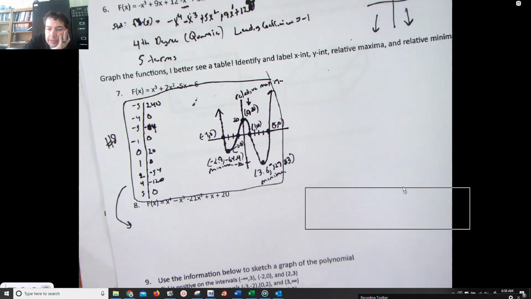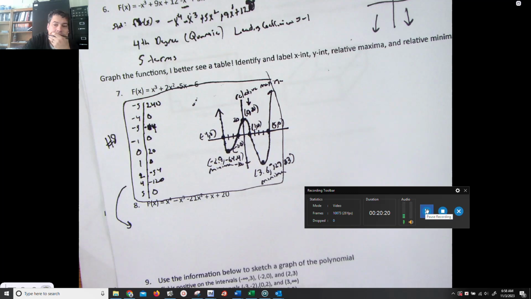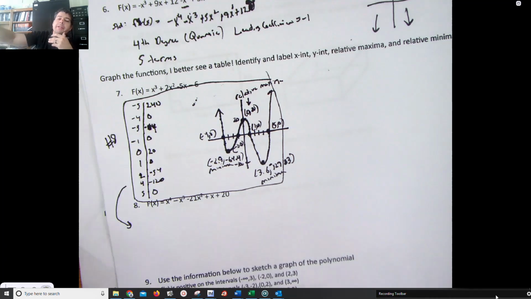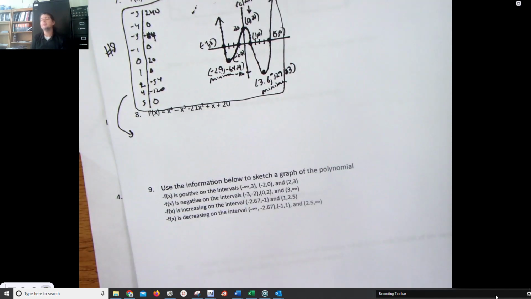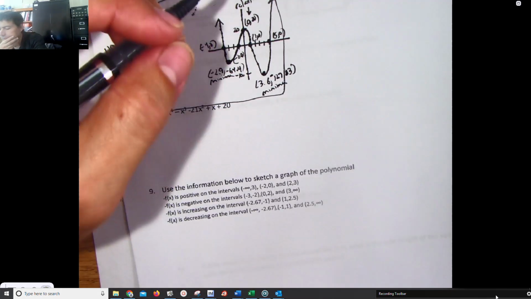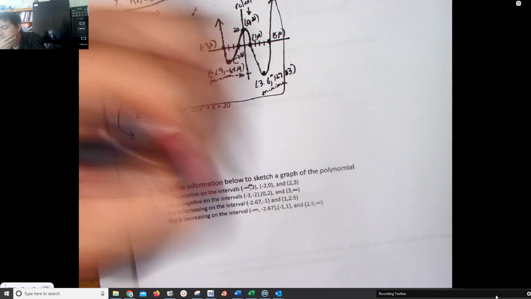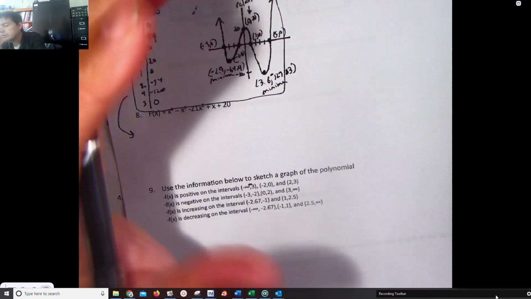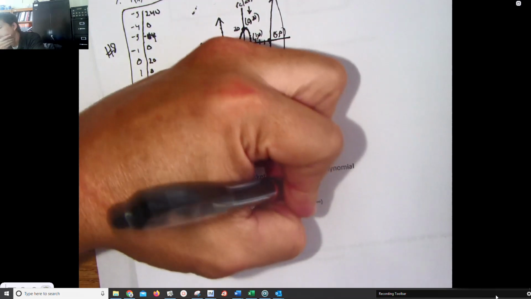And I'll probably stop on 9. Number 9 is a rough problem. You're not going to find a lot of people in this world who could probably do number 9. It's just a rough problem. Use the information below to sketch a graph of the polynomial. It is positive on these intervals and negative on these intervals. What's going on here, and that should be a negative 3, by the way, is when you change from positive to negative, you cross the x-axis.